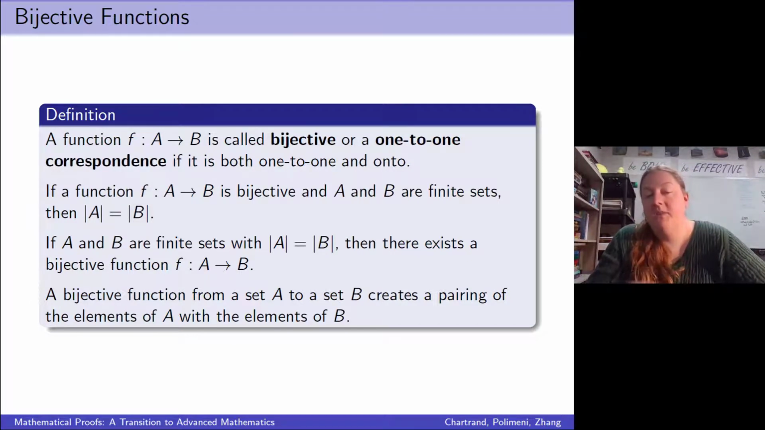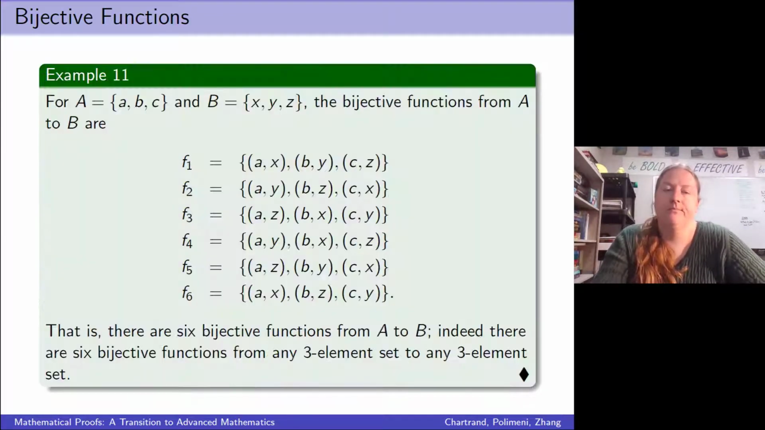Now, if A and B are finite sets and their size is the same, then there exists a bijective function from A to B. Also, a bijective function from a set A to a set B creates a pairing of the elements of A with the elements of B. You'll hear that language as well.